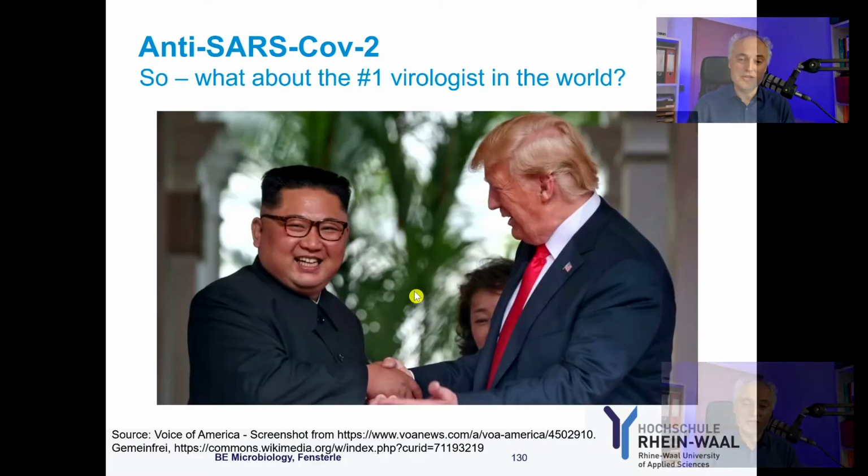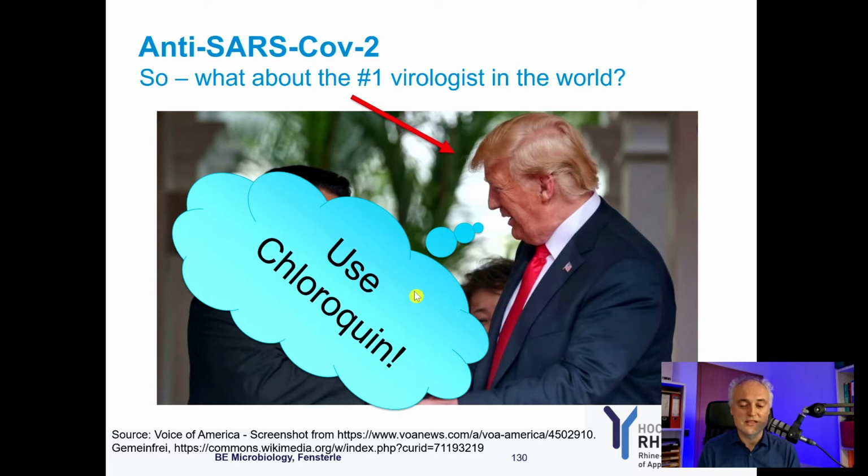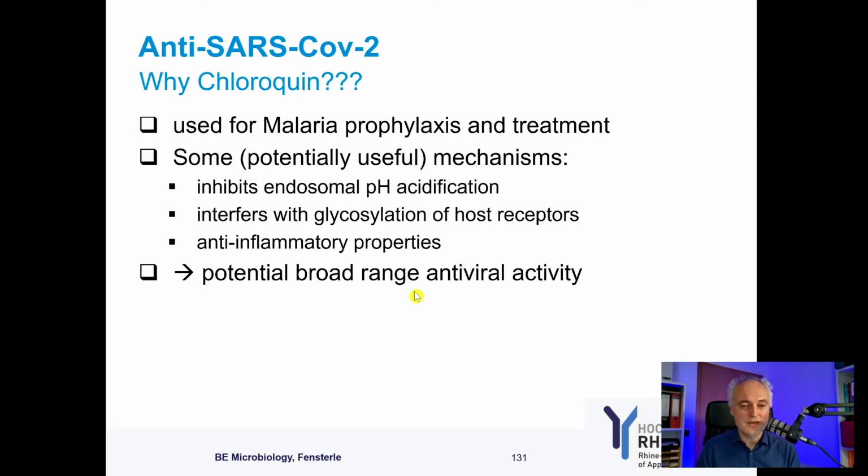And well, the question is the former. And it's really a pleasure to say the former president of the United States considered, of course, himself also the number one virologist. And you might remember what he suggested is use chloroquine. And is that completely mad that he should use chloroquine? Well, this is not completely mad, because chloroquine is used for malaria prophylaxis and treatment.